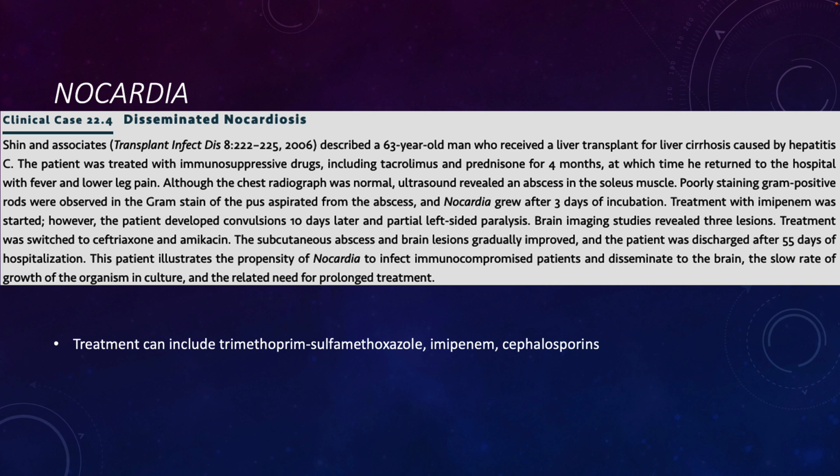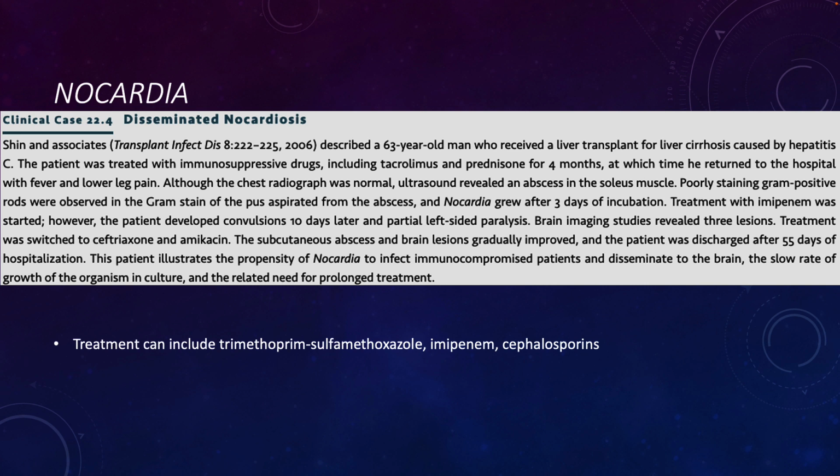So because they have that thinner layer of mycolic acids, you can sometimes do a gram stain on Nocardia, but you might want to confirm it with an acid-fast stain as well. Nocardia grow faster than Mycobacterium, so they saw colonies on a plate after 3 days of incubation. Treatment with imipenem was started, but the patient developed convulsions 10 days later and partial left-sided paralysis. Of course, that indicates that there might be some sort of neurological complication, and brain imaging confirmed that there were 3 lesions in the brain.